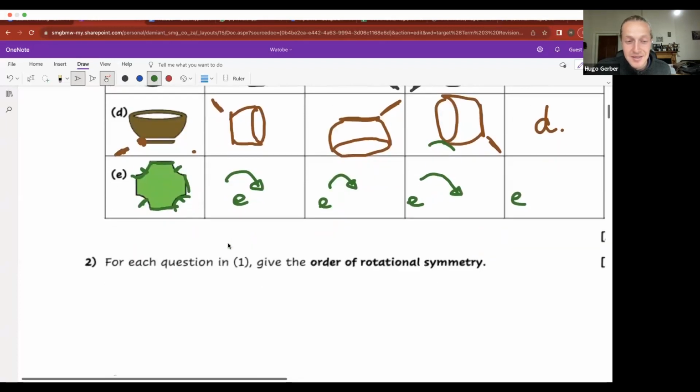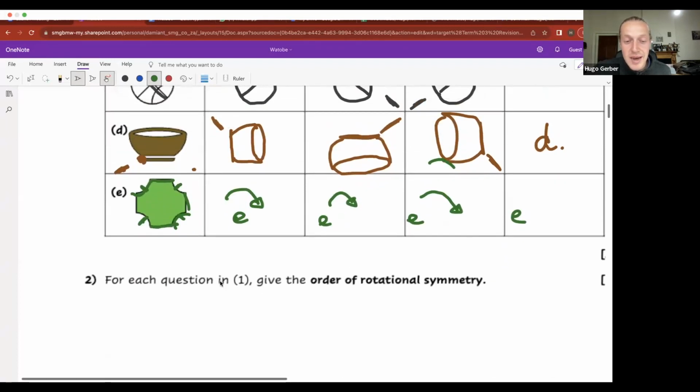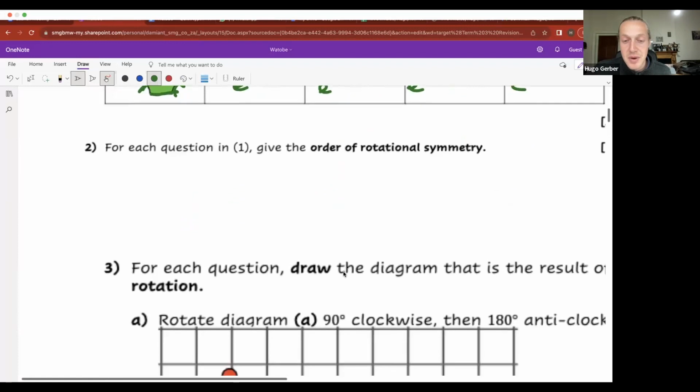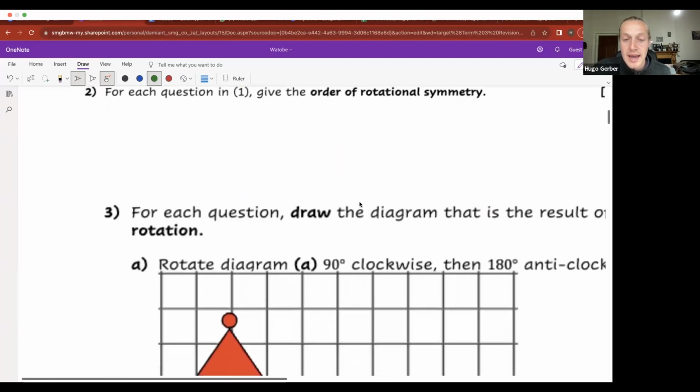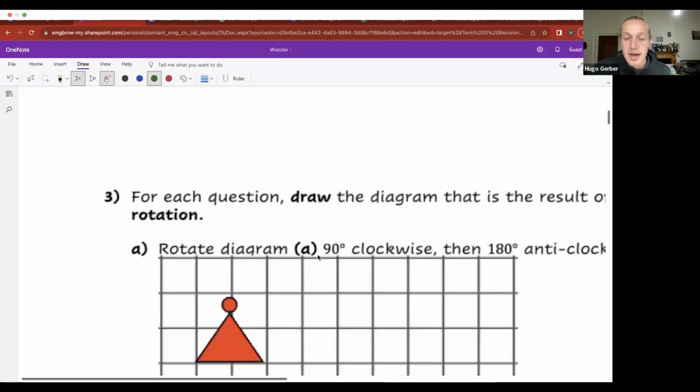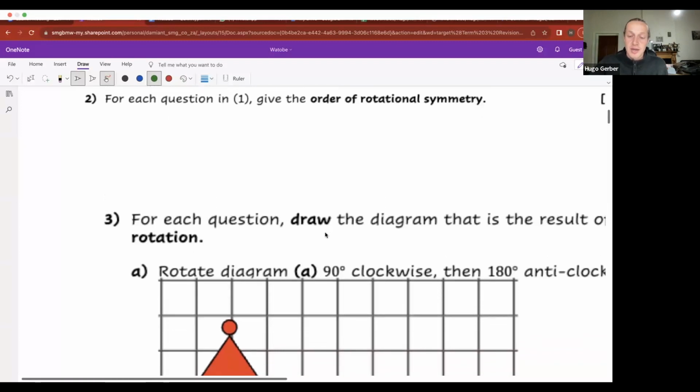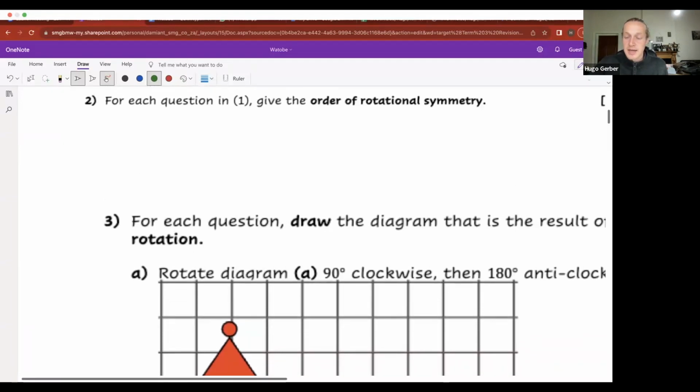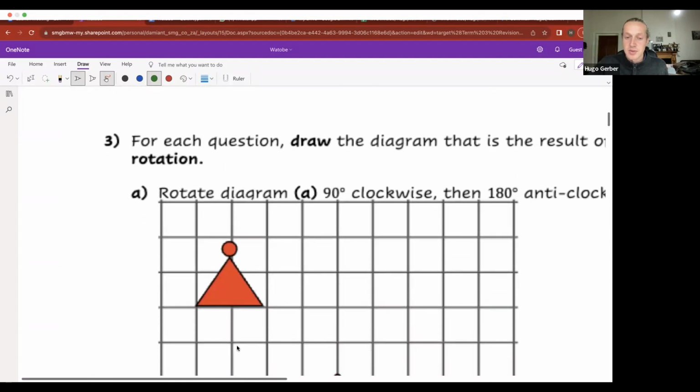And thanks for that. For each question in number 1, give the order of rotation summary. Okay, I'm going to skip that one for now. Let's go to number 3 so that we can see how this is going to work on a diagram paper, these square block papers. Okay, the question is, guys, very, very important.